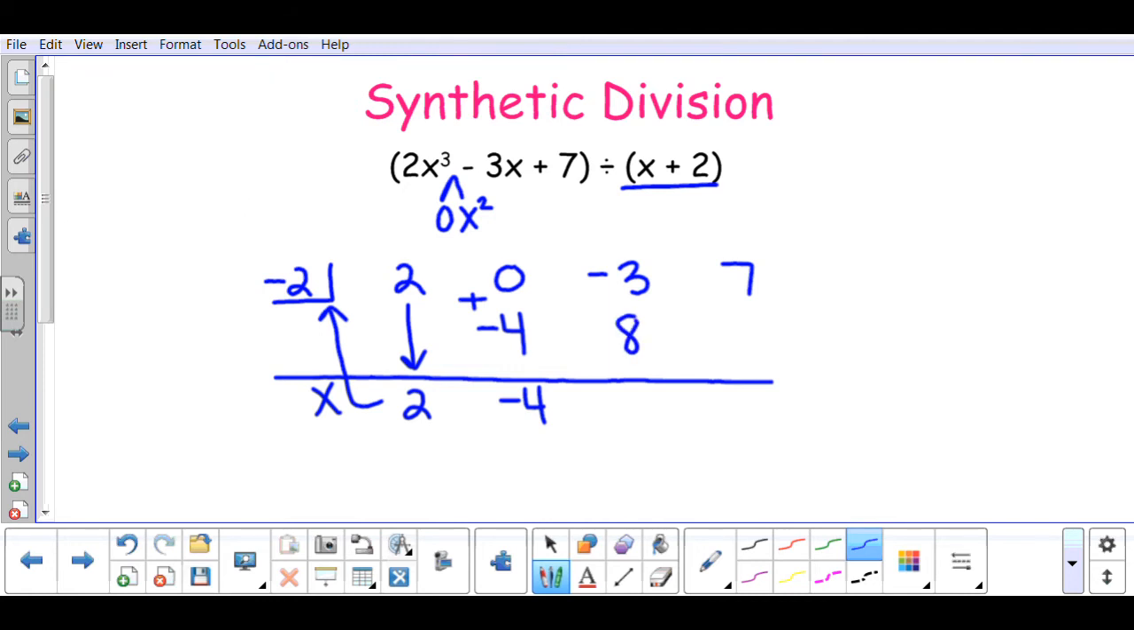That's going to go underneath the negative 3, and I'm going to add negative 3 plus 8 to give me a positive 5. Then I'm going to take that positive 5 and multiply it by the negative 2 to give me a negative 10. I am going to add 7 plus negative 10 to get the last number of negative 3. And we put a box around that negative 3. It's considered to be the remainder of the problem.